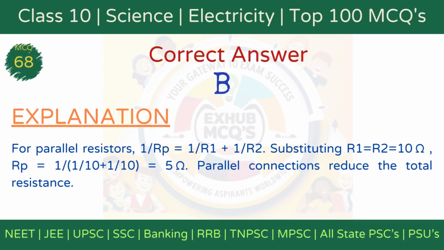The correct answer is option B, 5 ohm. Explanation. For parallel resistors, the formula is 1 divided by total resistance equals 1 divided by resistance 1 plus 1 divided by resistance 2. Substituting both resistances as 10 ohm, the total resistance is 5 ohm.